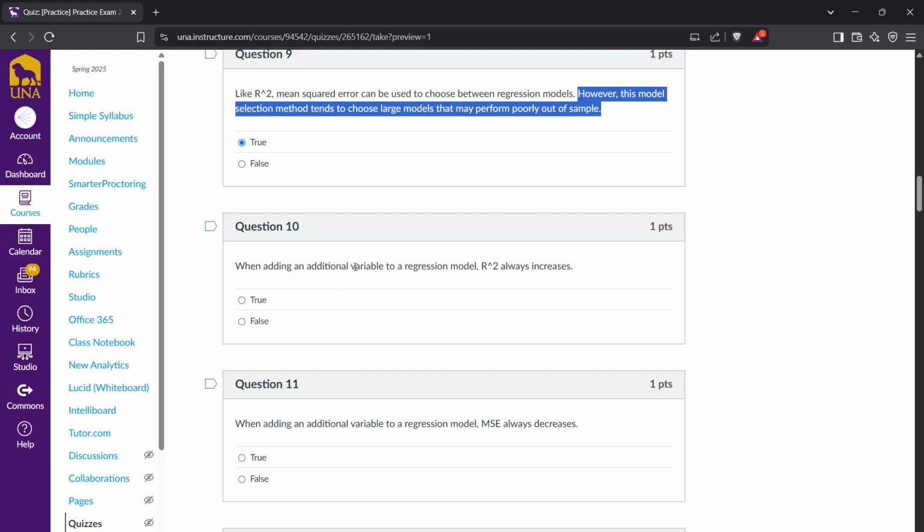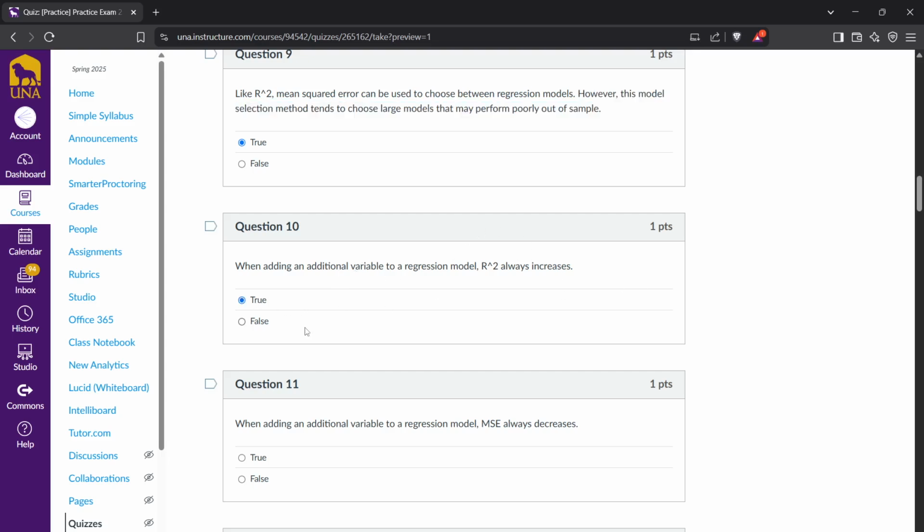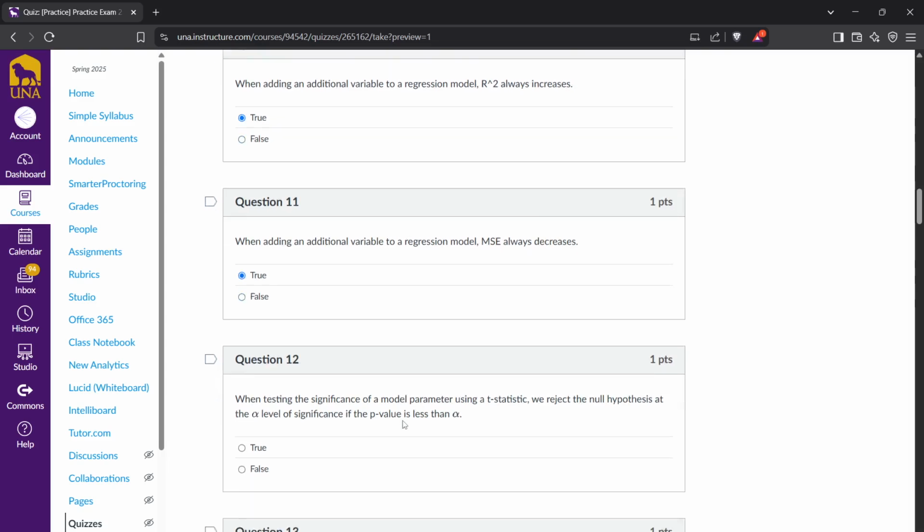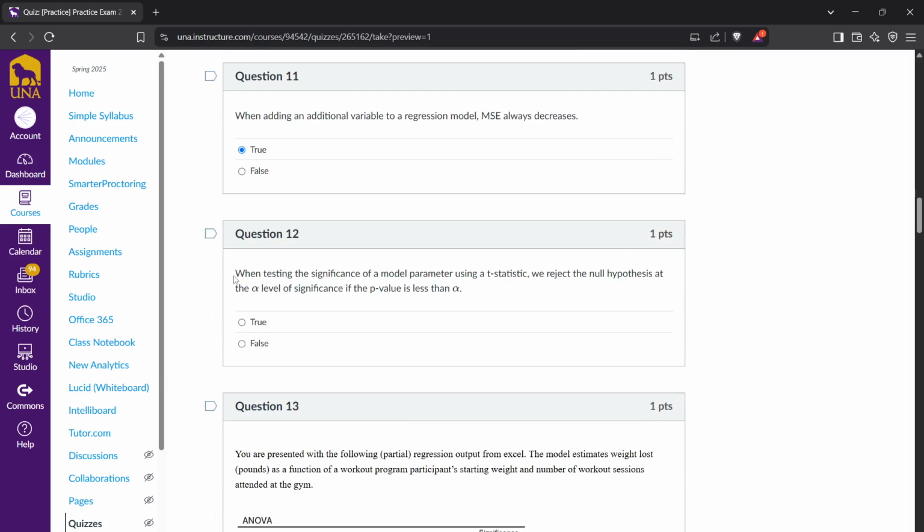10. When adding an additional variable to a regression model, R squared always increases. Yep. When adding an additional variable to a regression model, mean squared error always decreases. Yep. It's the same information. When testing the significance of a model parameter using a t-statistic, we reject the null hypothesis at the alpha level of significance if the p-value is less than alpha.